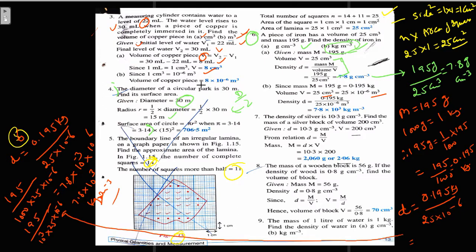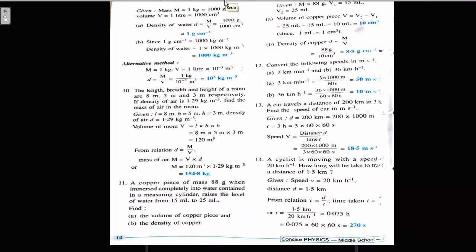So this is easy. You can do it at your home. Try it. If you face any problem, please let me know through the comment section. The mass of 1 liter of water is 1 kg. Find the density of water in gram per centimeter cube and kilogram per meter cube. This has also been explained earlier, so you can do it easily, right?